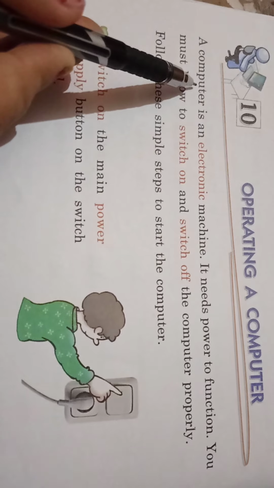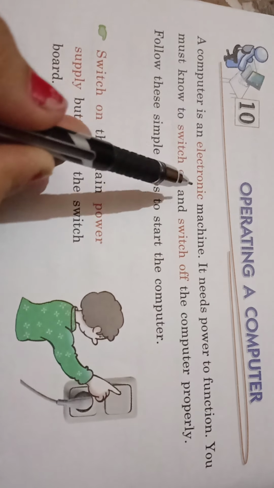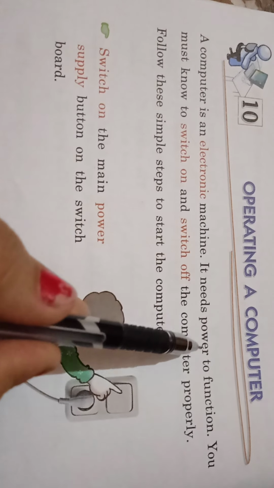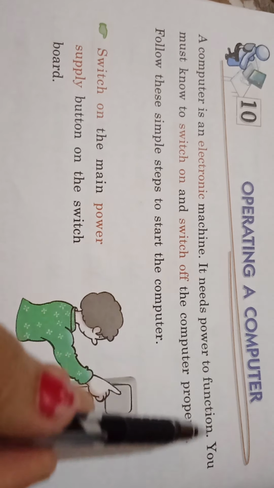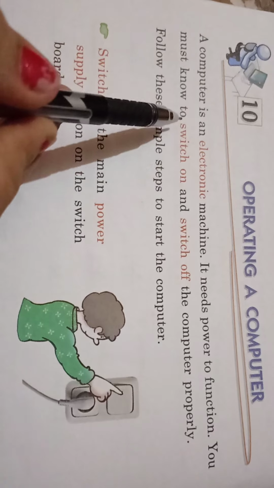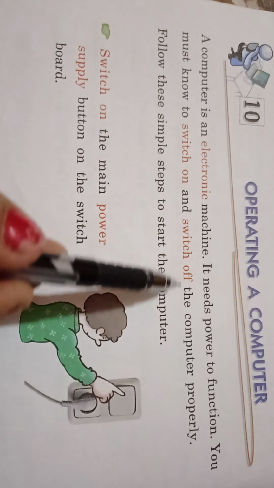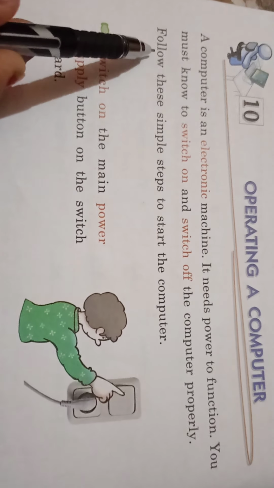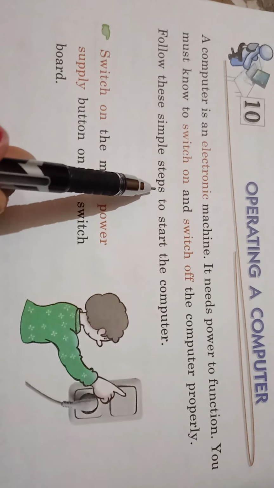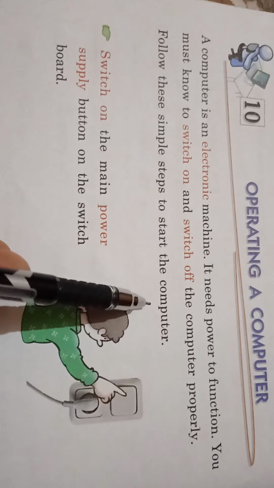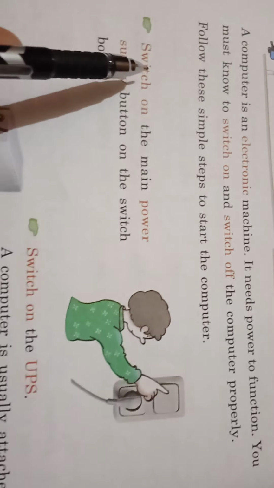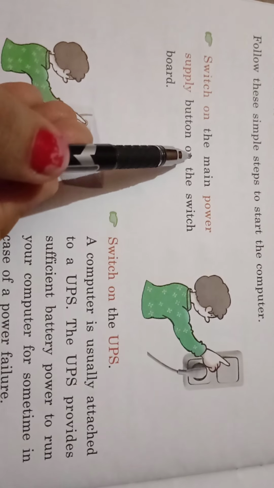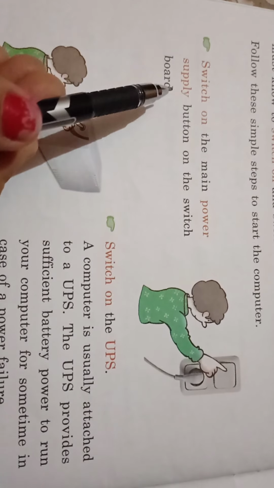A computer is an electronic machine. It needs power to function. You must know to switch on and switch off the computer properly. Follow these simple steps to start the computer. Switch on the main power supply button on the switchboard.